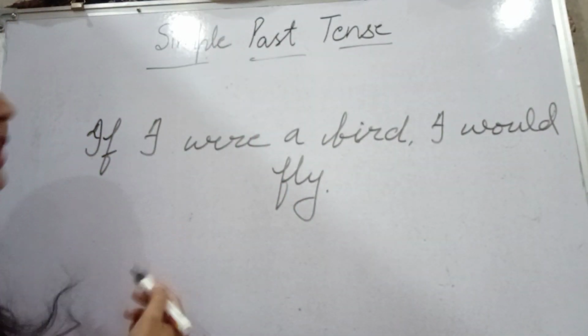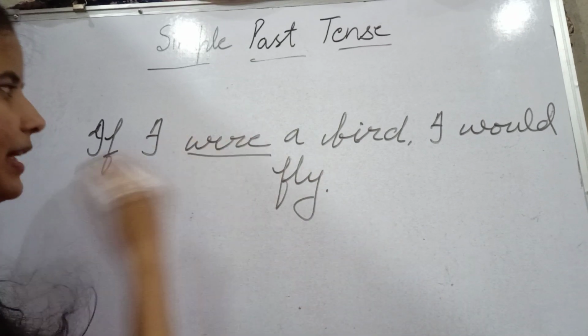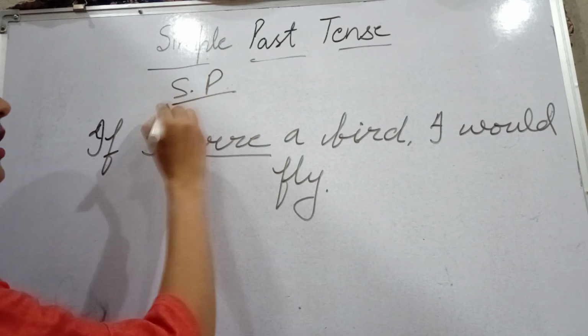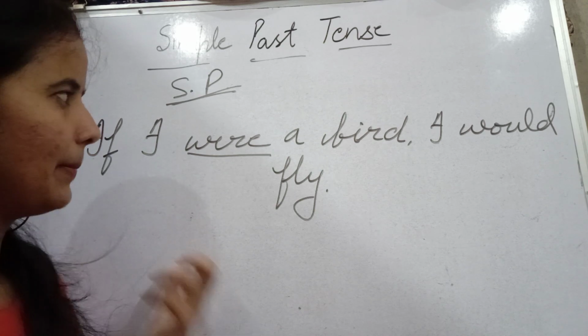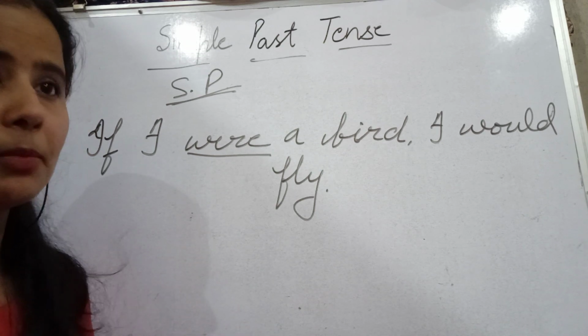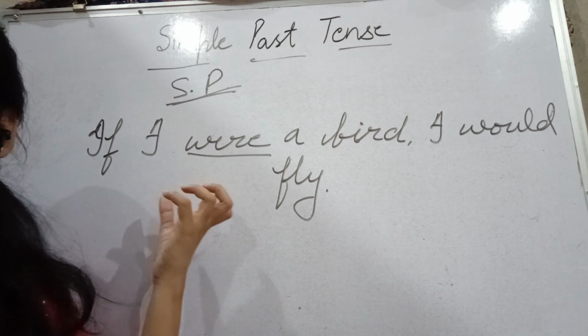Look at it. As we have discussed earlier, what is there? V4 is not there, ing form is not there, means definitely it is simple past tense, isn't it? Okay. So why did we use here simple past tense? हम बात तो प्रेजेंट की कर रहे हैं, तो simple past tense क्यों यूज कर रहे हैं? मैं तो ये कह रही हूँ कि अगर मैं बर्ड होती तो मैं फ्लाई करती. Okay. But why did I use here simple past tense?